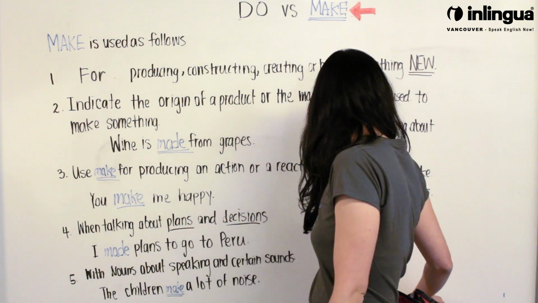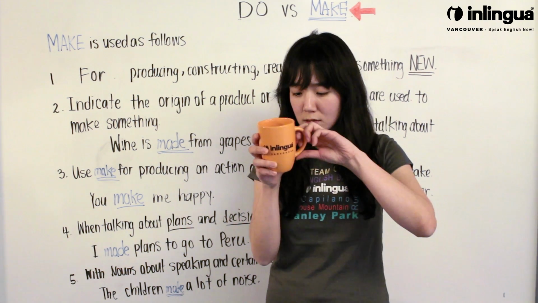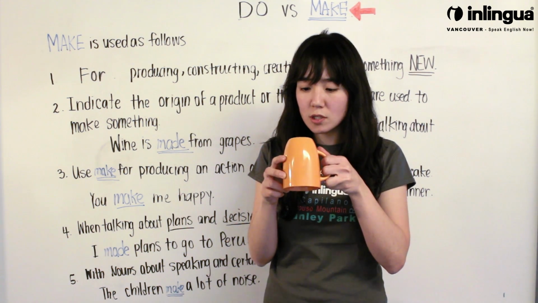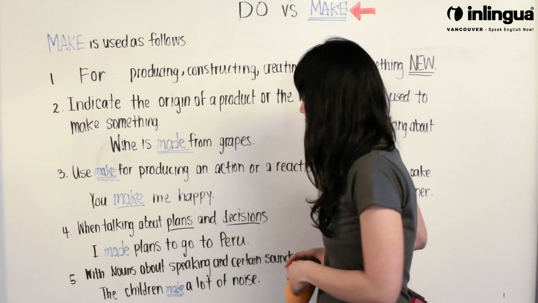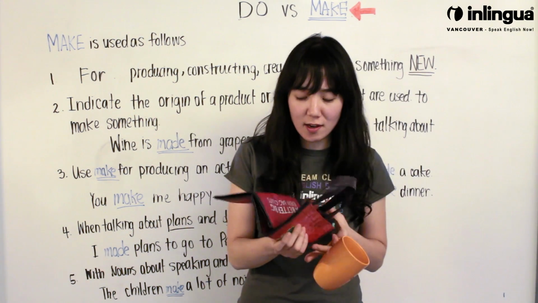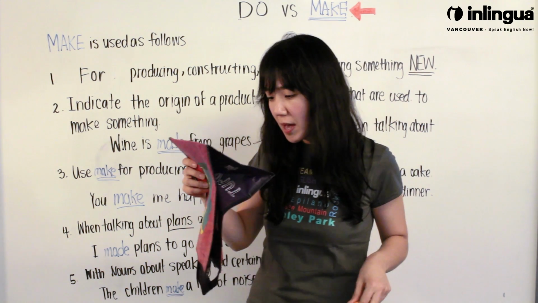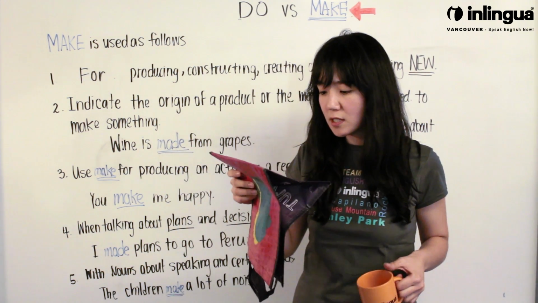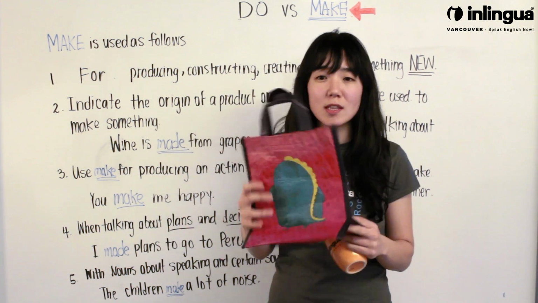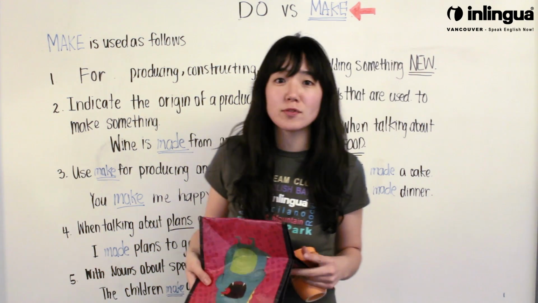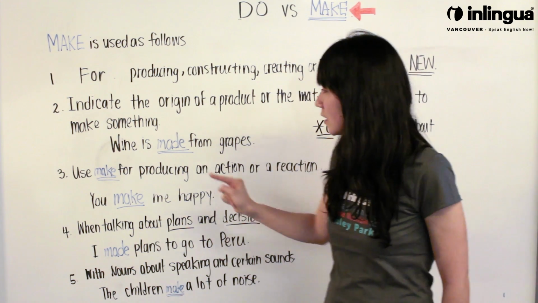And also, where was this made? You can all check. China. So this inlingua mug was made in China. Or, I have a bag here, a recycled grocery bag. And it says here, this bag is made from 80% recycled material. So the material to produce this bag was made from 80% recycled material.